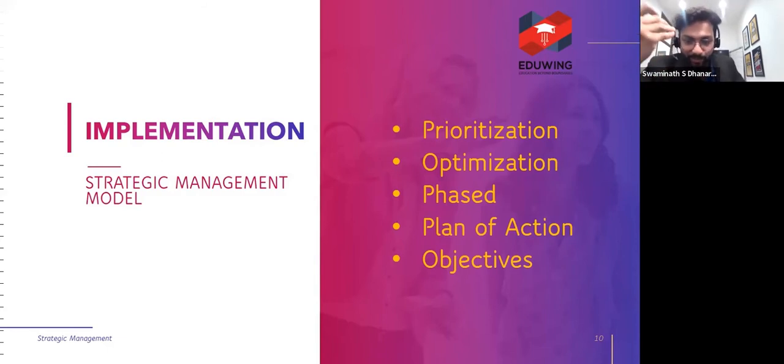If I quote an example of this class itself, you need to attend this class. First of all, you need to find time and prioritize. Then you need to have a very good internet connection, a speaker or a headset or headphones, and a pen and paper ready with you. All these are your objectives. Then only this session will be effective for you. So these are the objectives.